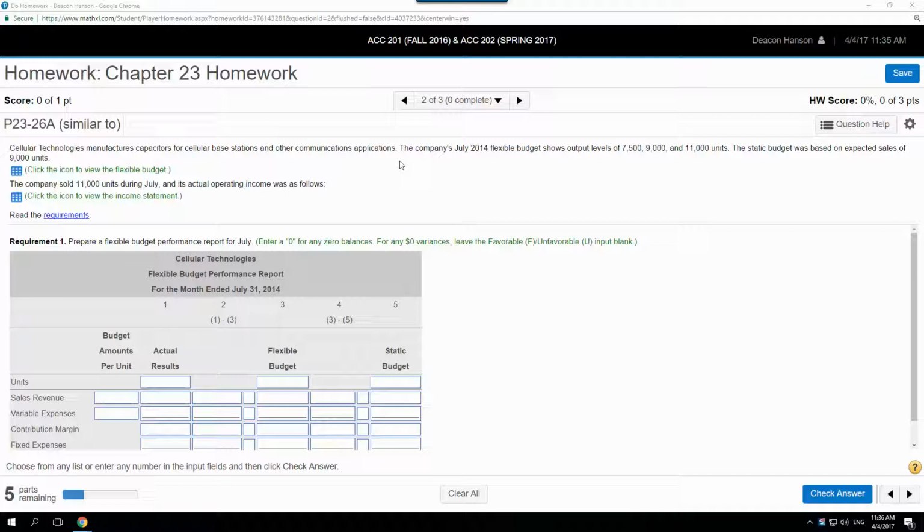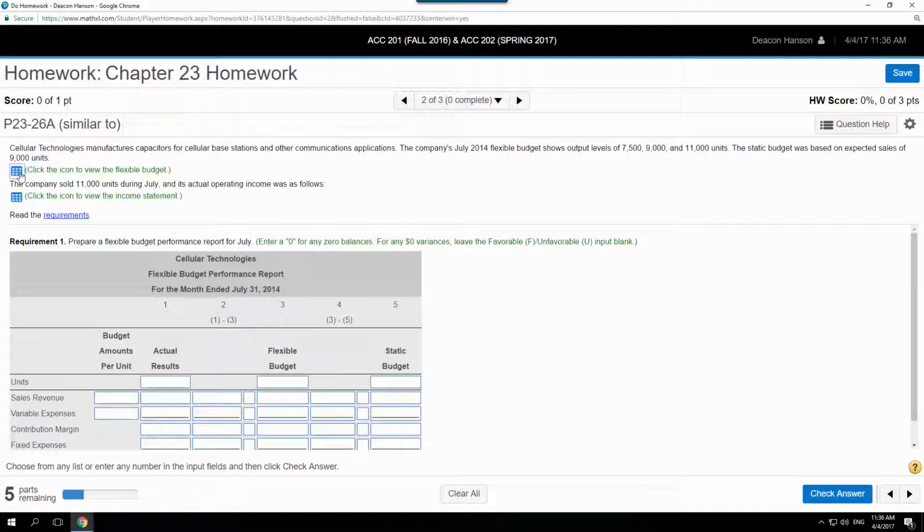The company's July 2014 flexible budget shows output levels of 7,500, 9,000, and 11,000. So what they do is they make these budgets that are based on generating different levels of units. And then a static budget, right? It says the static budget was based on expected sales of 9,000 units. So a static budget is more fixed. It's fixed at a certain level of units.